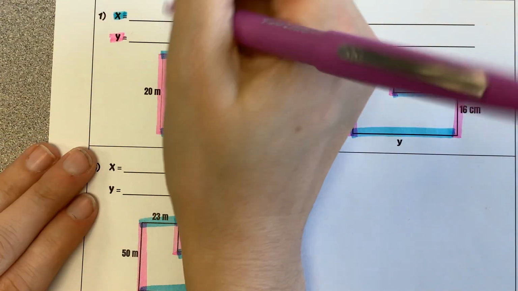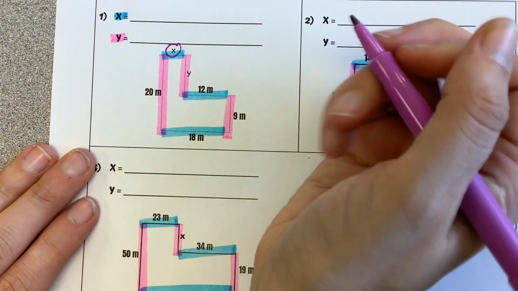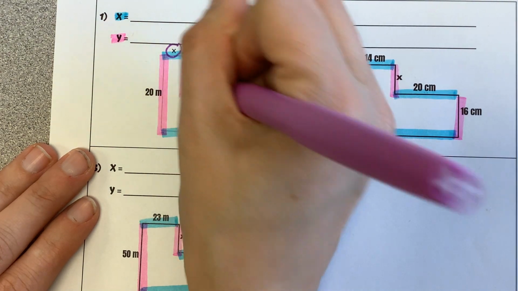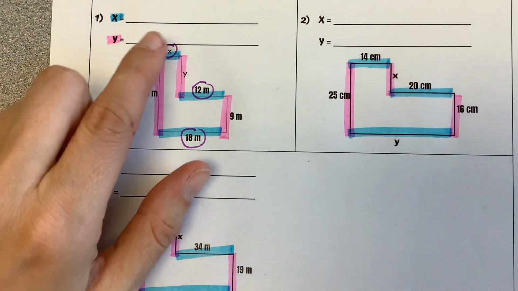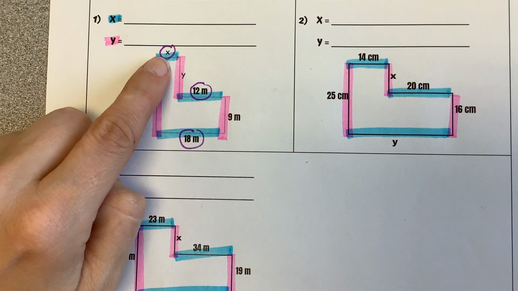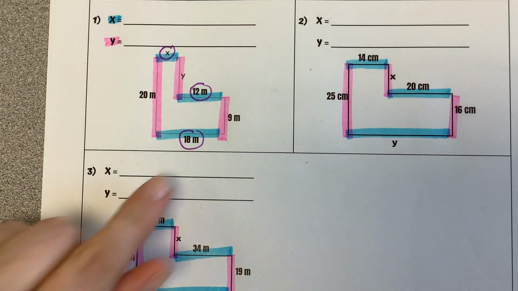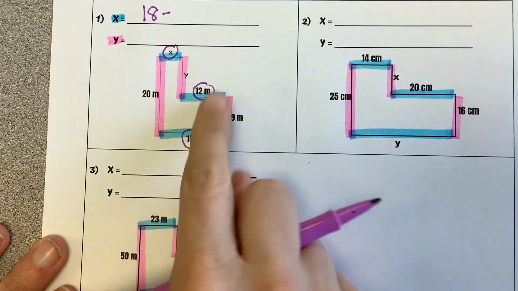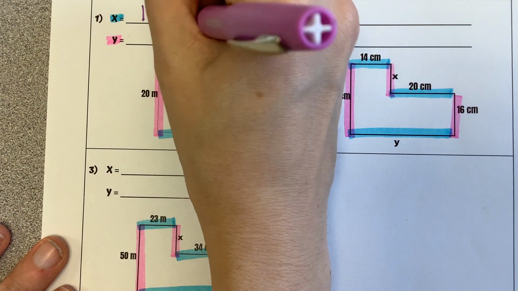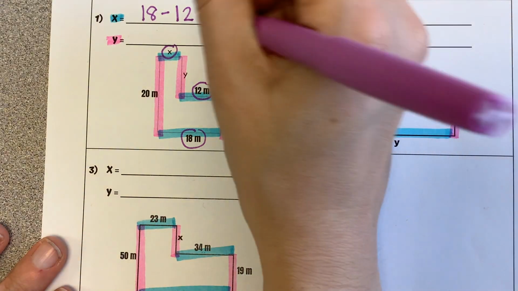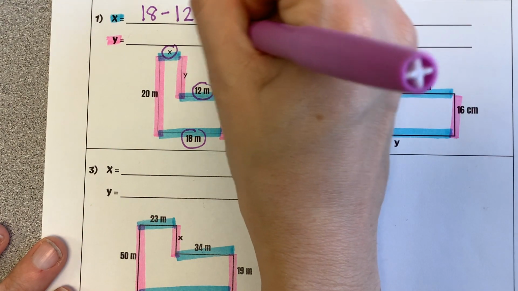So looking at X, the three blue values, we have X, we have 12, we have 18. Between these three sides, X is not the longest side, so we're going to subtract. So we're going to take our longest side of 18 minus the other side of 12. 18 minus 12 is 6 meters.